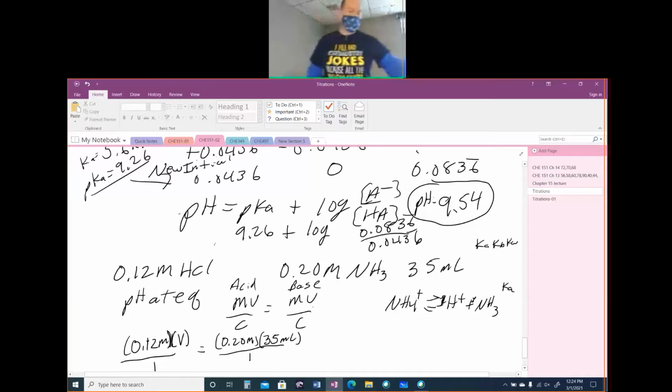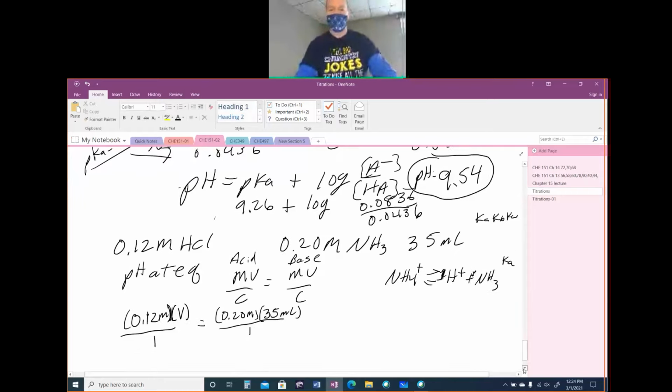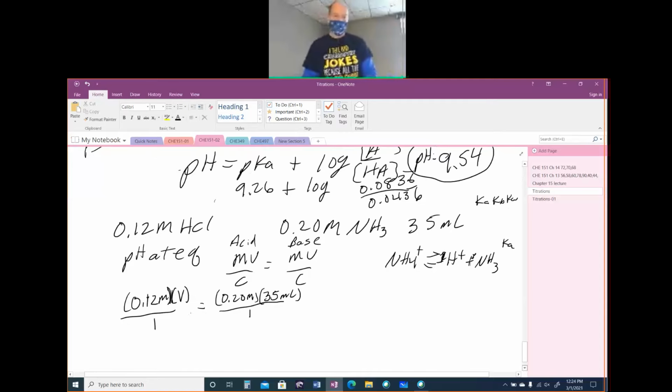All right, so then we just push the buttons on our calculator, 0.2 times 35 divided by 0.12. The volume is 58.3 mils repeating. We only need 2 sig figs, so if the question was what volume is required to reach the equivalence point, well, the volume is 58 milliliters.